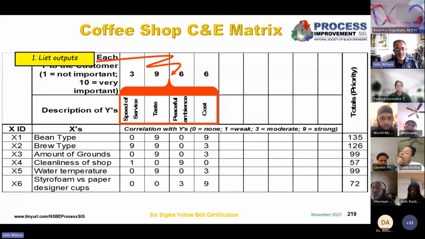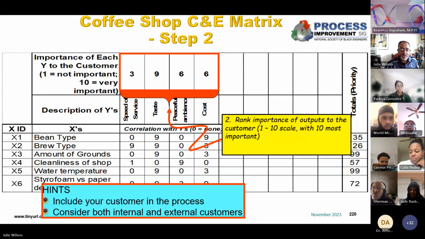So let's break down the elements of the cause and effect matrix. Number one is you list the outputs, and you always start with the voice of the customer. What is the customer asking for? In this case, we can choose a number of factors, but let's just say speed of service, the taste of the coffee, having a peaceful ambience or a place with Wi-Fi, and the cost of the cup of coffee.